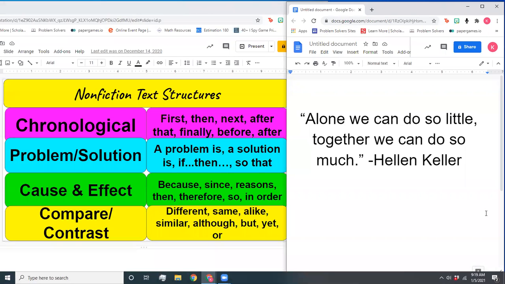All right, problem solvers, here's number 2. Alone, we can do so little. Together, we can do so much. Helen Keller. Write a number 2 on your paper and write whether you think this quote is chronological, problem solution, cause and effect, compare and contrast. Be prepared to explain your answer once we come back to Zoom. Again, pause the video if you need more time, but I'm going to move on to number 3.